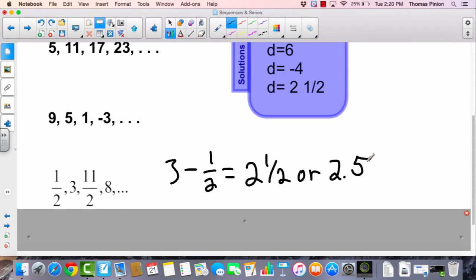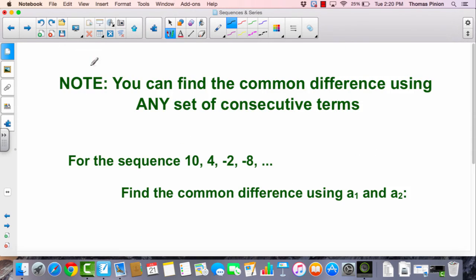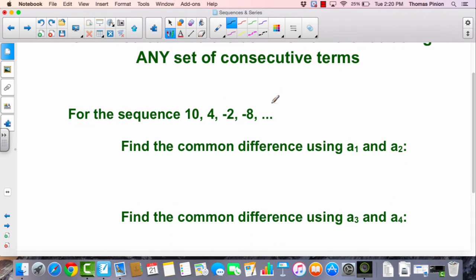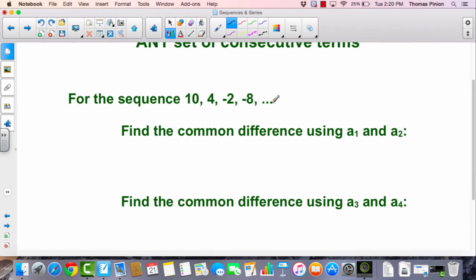2.5. Note, you can find the common difference using any set of consecutive terms. Okay, for this sequence, let's first find the common difference using a sub 1 and a sub 2. So let's take d equals the second term minus the first term. Well, 4 minus 10 is negative 6.